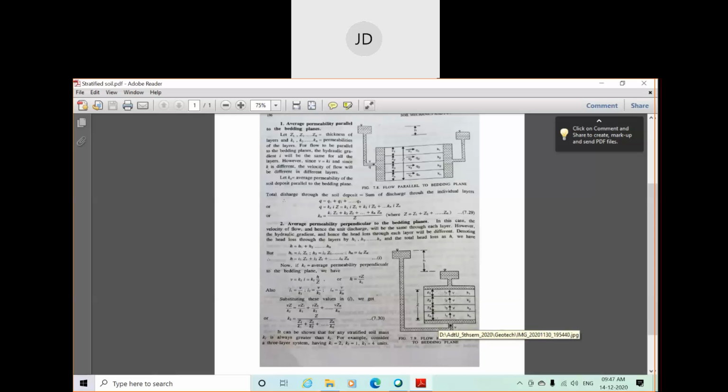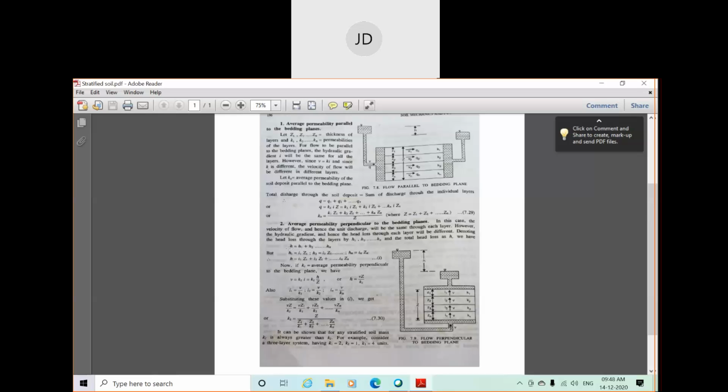having a different coefficient of permeability also has a different hydraulic gradient. That means the hydraulic head, you can say H or H1, due to which water is flowing through the first layer is not the same as H2 for layer 2 or H3 for layer 3 or Hn for layer n. That means the hydraulic head will be different for each layer. But finally, the total head due to which water flows through the whole layer is H.